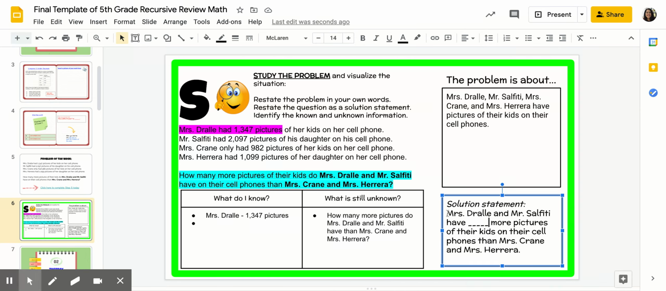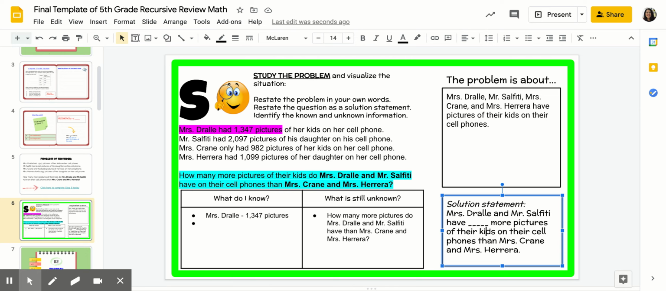The solution statement is Mrs. Drawley and Mr. Salfiti have blank more pictures of their kids on their cell phones than Mrs. Crane and Mrs. Herrera. And the reason I have a blank there is because I haven't solved it yet, and I don't know how many more pictures they have. But for now, like I said, all I want you to do is read the solution statement, and you won't have to type anything else in that particular box.